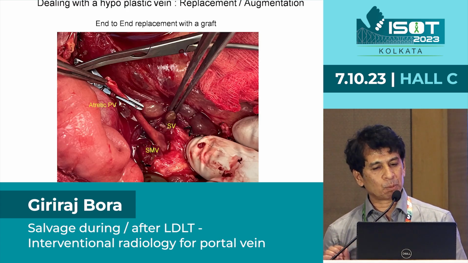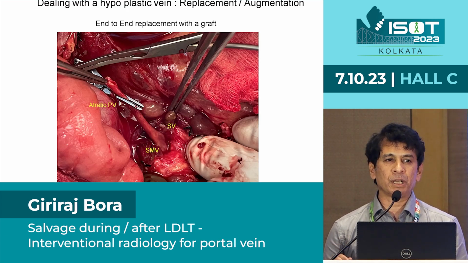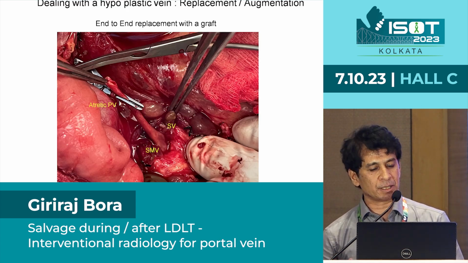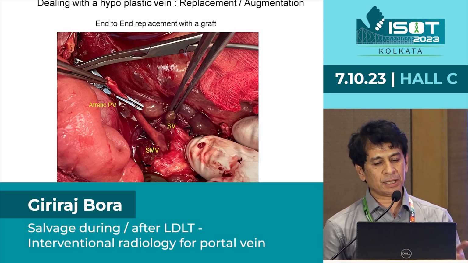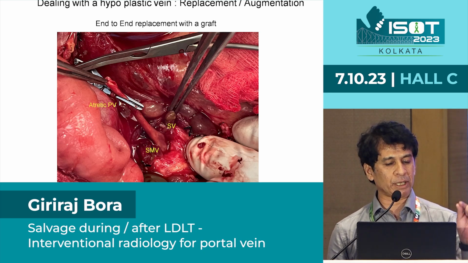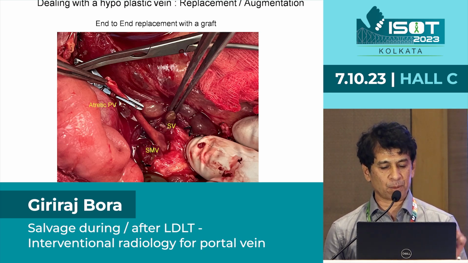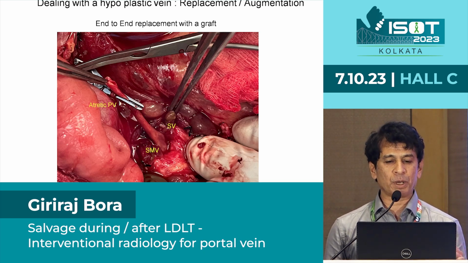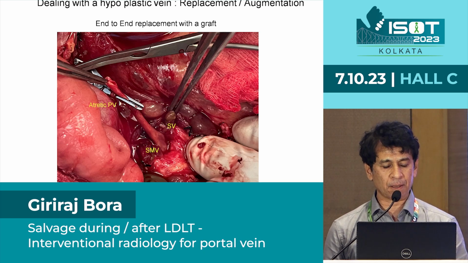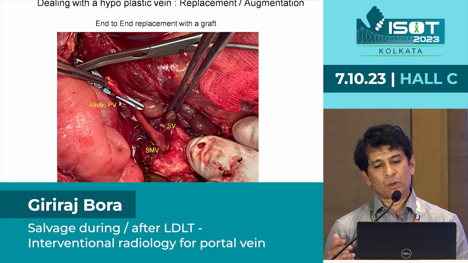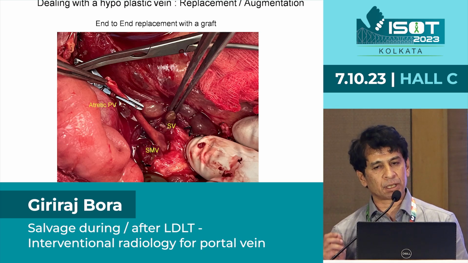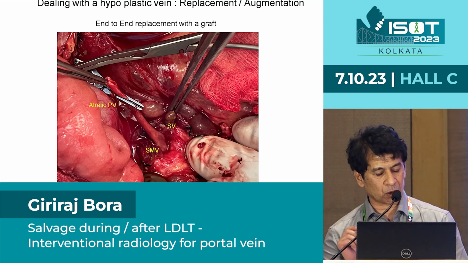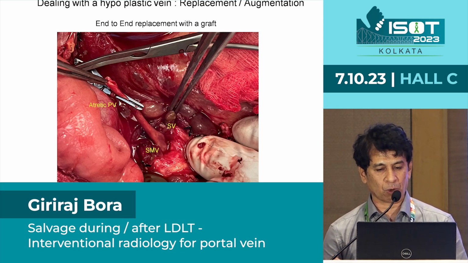So, dealing with a hypoplastic portal vein, which is common in babies suffering from biliary atresia. We can appreciate in this picture that this portal vein here is quite thick walled. That is because of fibrosis of the suprapancreatic portion of the portal vein, which is quite common in babies suffering from biliary atresia. So we need some sort of a replacement or augmentation in order to increase the flow of blood across this hypoplastic portion of the portal vein.